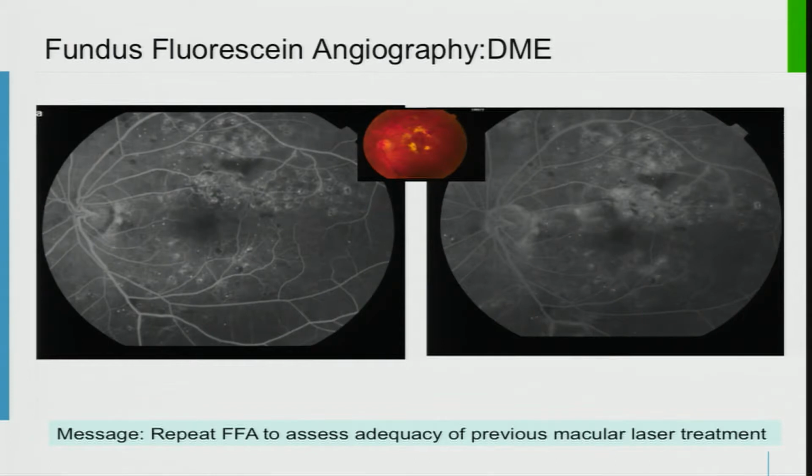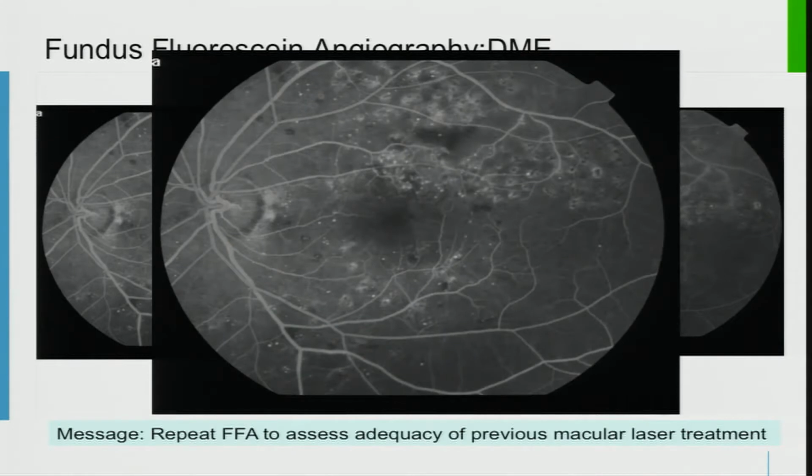So this is case 2. The patient has received macular laser in the past. So do we really need to do an angiography here also? The answer is probably yes. Once you run your angiography, what you notice is that these are the areas which have been previously treated. And now this is the area of leaking microaneurysms which is causing fluid on your OCT. So FFA is helpful to assess the adequacy of your previous macular laser treatment.